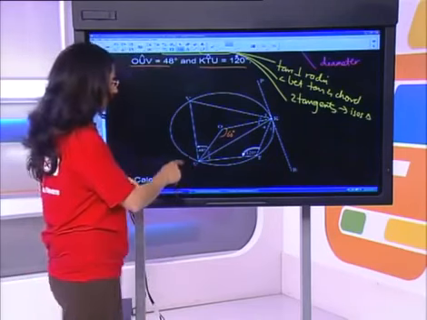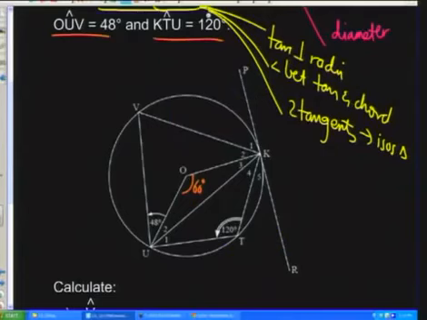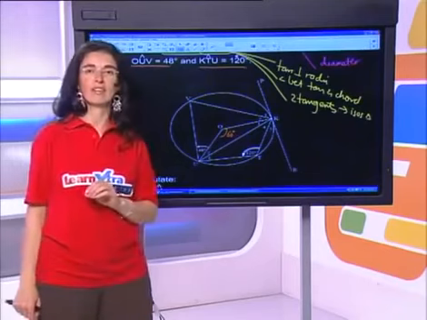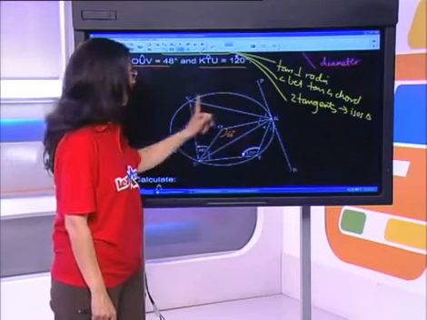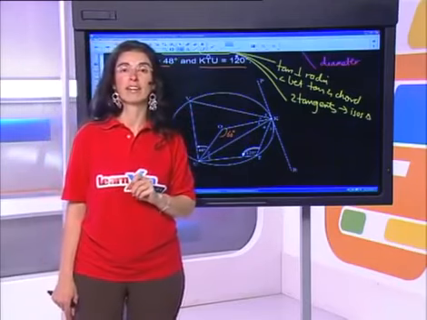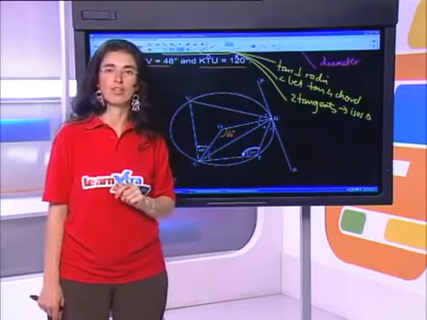So if we start counting U, T, K, O: U's on the circumference, T's on the circumference, K's on, but not O. So therefore we do not have a cyclic quad. We would have to have all 4 points. So U, T, K, V are in fact 4 points on the circumference.